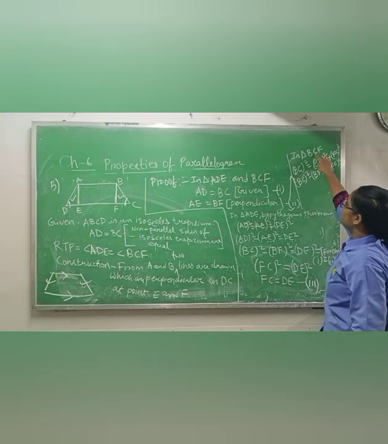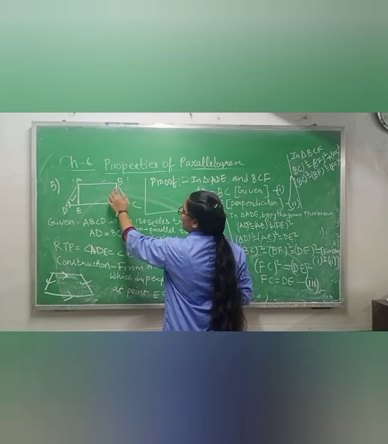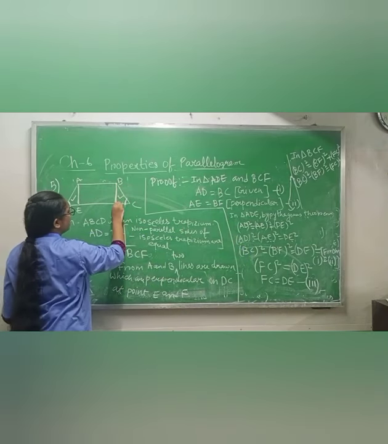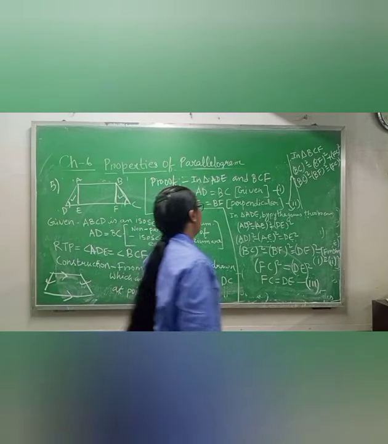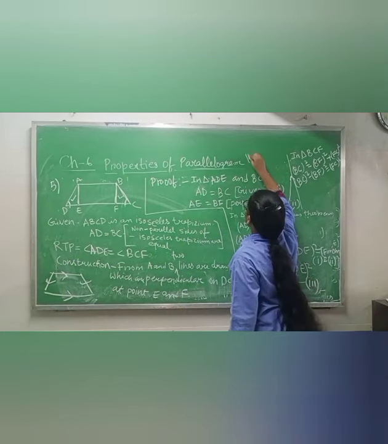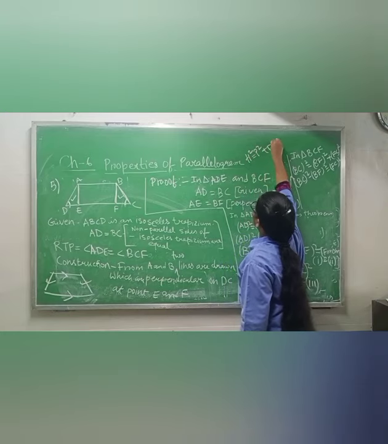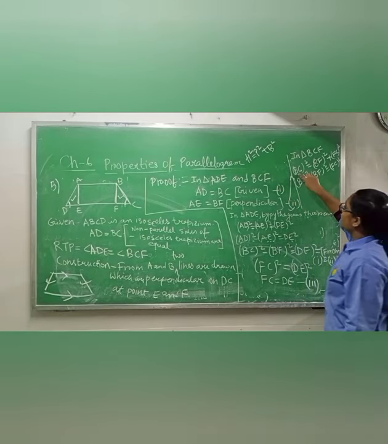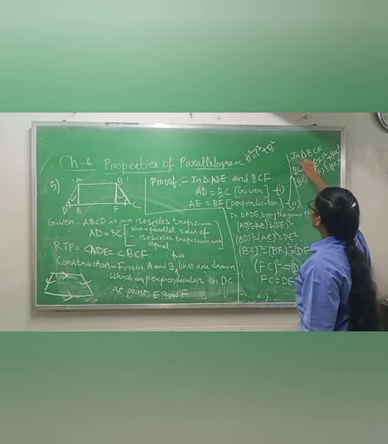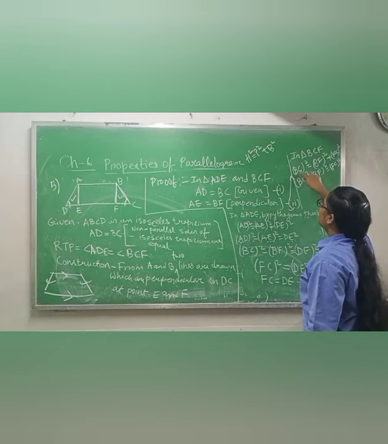Now in triangle BCF, this triangle I am taking, BCF. In this triangle, can you see this is a right angle triangle, and in a right angle triangle we can apply Pythagoras theorem. In Pythagoras theorem, what do we know? H square equals p square plus b square, meaning hypotenuse square equals perpendicular square plus base square. Same thing I am doing here. I am applying Pythagoras theorem in triangle BCF.